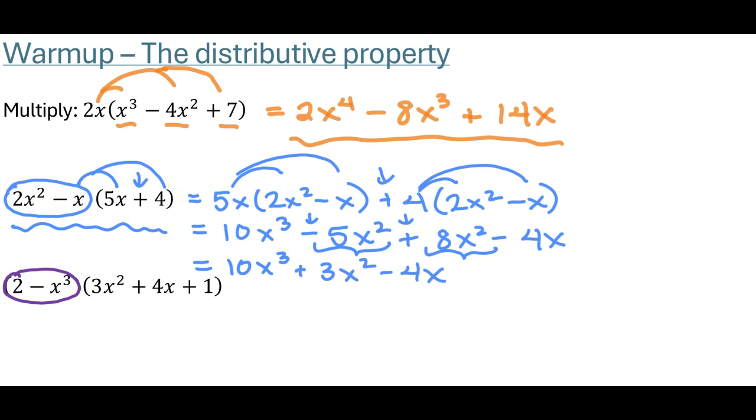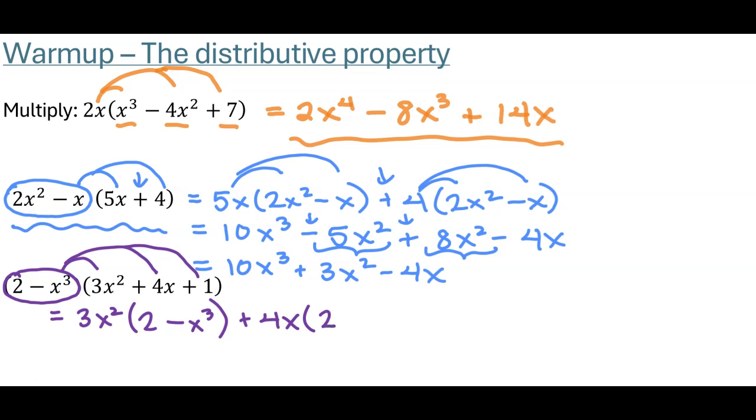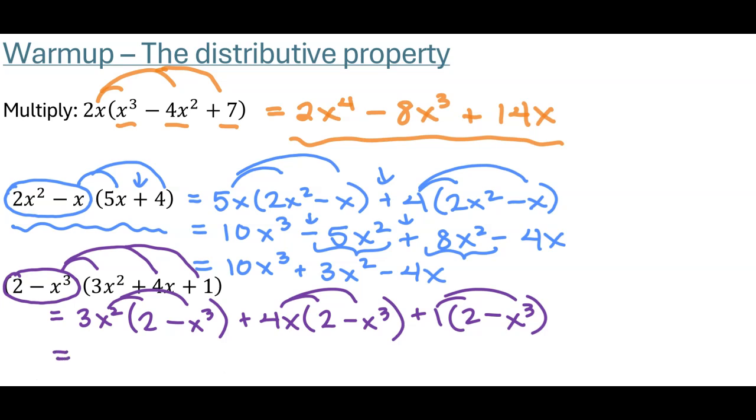There's no FOIL shortcut for this one, but we can use the same idea of distribution if you have more than two terms. So we would get 3x squared multiplied by 2 minus x cubed, 4x multiplied by 2 minus x cubed, and 1 multiplied by 2 minus x cubed. You don't really have to write the 1 times there, but just to show what we're doing here. And now I have to do a second set of distributing, which again is very boring with the 1. And I end up with a 6x squared minus 3x to the 5th, exponent rule showing up again, plus 8x minus 4x to the 4th, plus 2 minus x cubed.